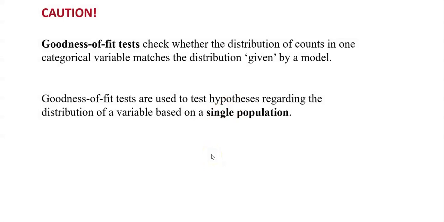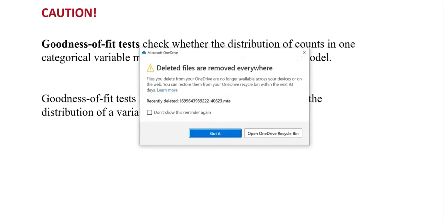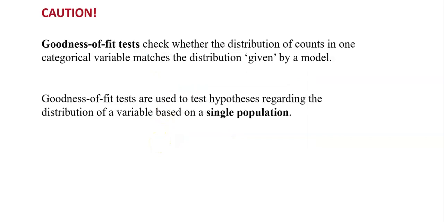Okay, as we discussed in goodness of fit test, we check whether the distribution of counts in one categorical variable matches the distribution given by a model. It can be a uniform distribution, or it can be the distribution of another variable. One thing we should notice is that goodness of fit tests are used to test hypotheses regarding the distribution of a variable based on a single population.